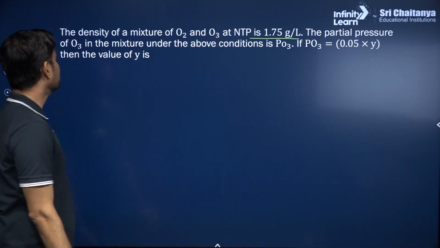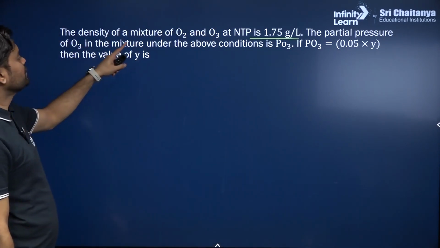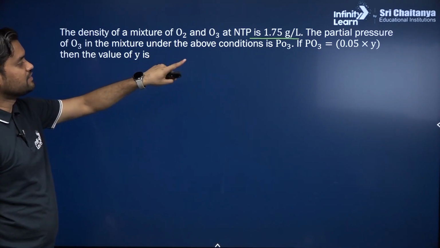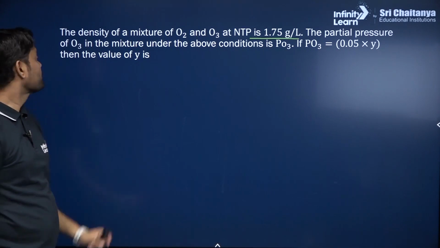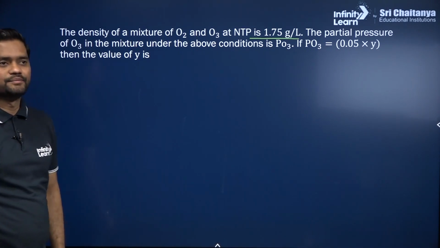Next, the density of a mixture of oxygen and ozone at NTP is this much. The partial pressure of ozone in the mixture under the above condition is this PO3, and this PO3 is 0.05 into Y. Then the value of Y is, okay, clear?